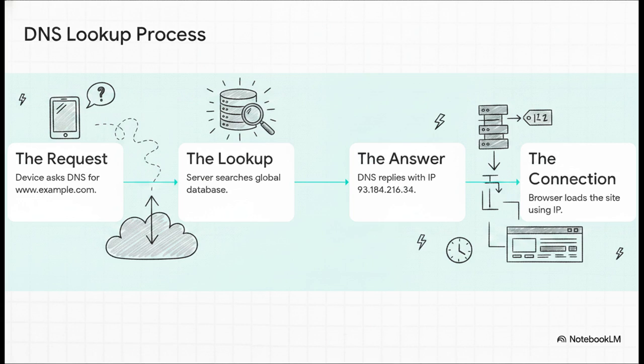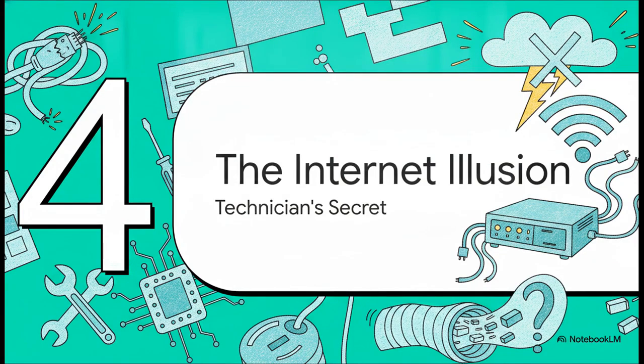The DNS server quickly searches through its massive global database ledger. Step 3 is the answer. The DNS server replies back to your device saying, got it. The IP is 93.184.216.34. And finally, Step 4, the connection. Armed with that specific routing number, your browser can now load the site. Remarkably, this entire four-part back-and-forth conversation happens in less than the blink of an eye. We're talking milliseconds here. Moving on to Section 4, the Internet Illusion, the technician's secret.